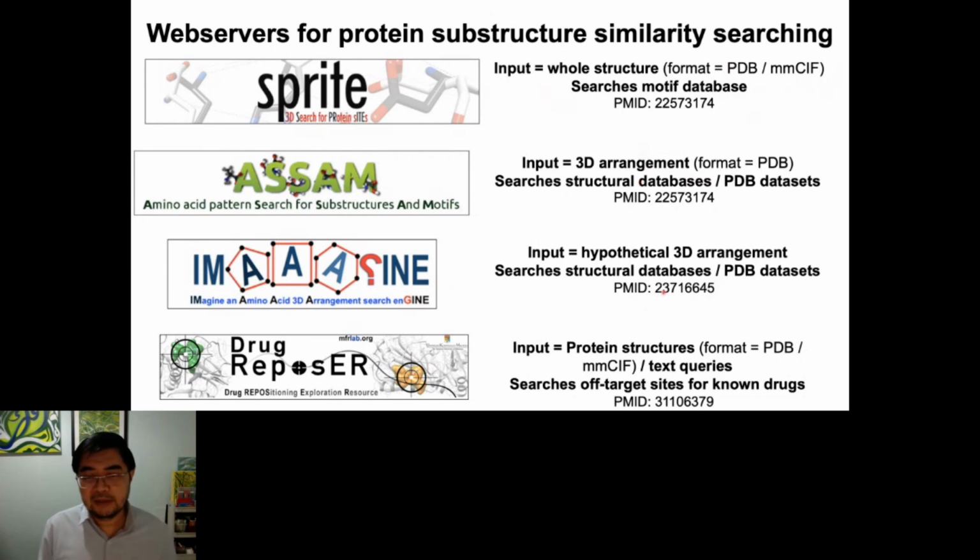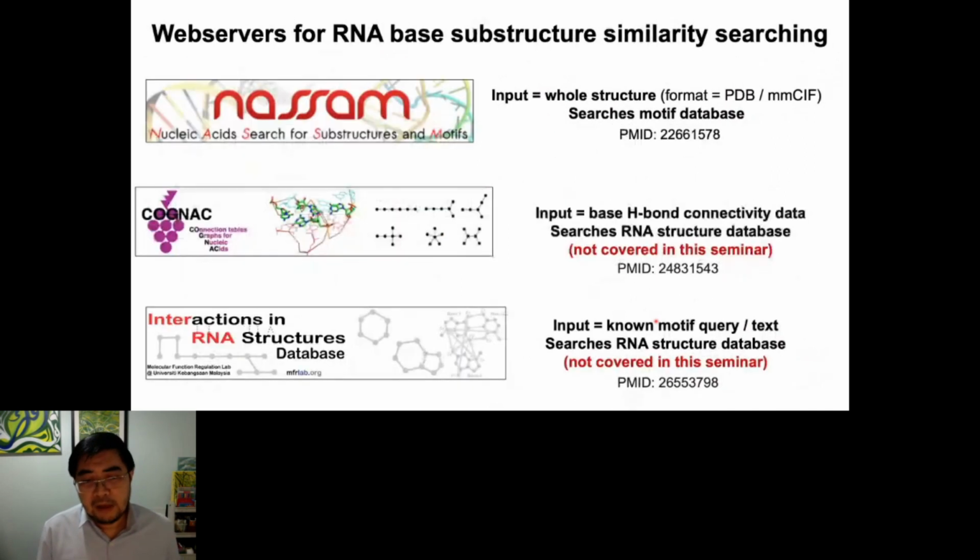Imagine takes a hypothetical arrangement and then searches a structural database similar to ASM. And then we have a web program that integrates both Sprite and ASM, and which is specific for exploring drug repositioning possibilities. I mentioned we also develop tools for RNA-based substructure similarity searching. I mentioned NASAM.